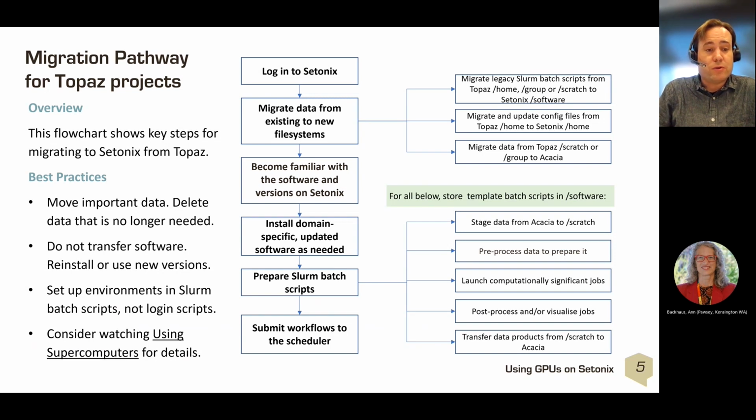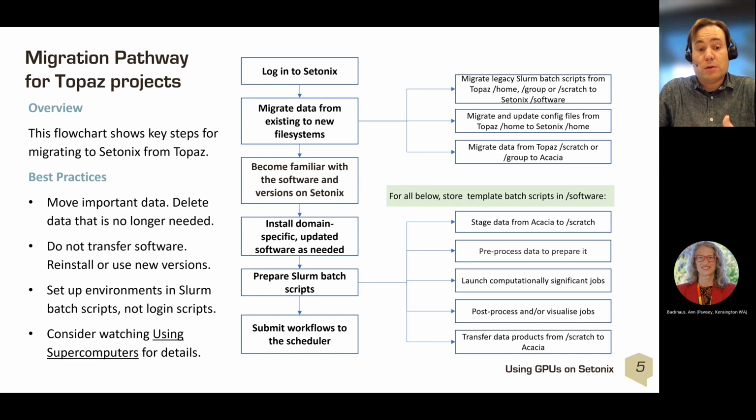Some best practices that we would recommend is to only move data that is needed on Setonix across. If there's other data that you don't need, consider deleting it, or perhaps moving data that you no longer need to be actively using onto institutional data servers or to your laptop. We strongly recommend not transferring software due to the difference in the underlying hardware architecture. You will want to either reinstall your software, or even consider moving to newer versions or alternative software packages.